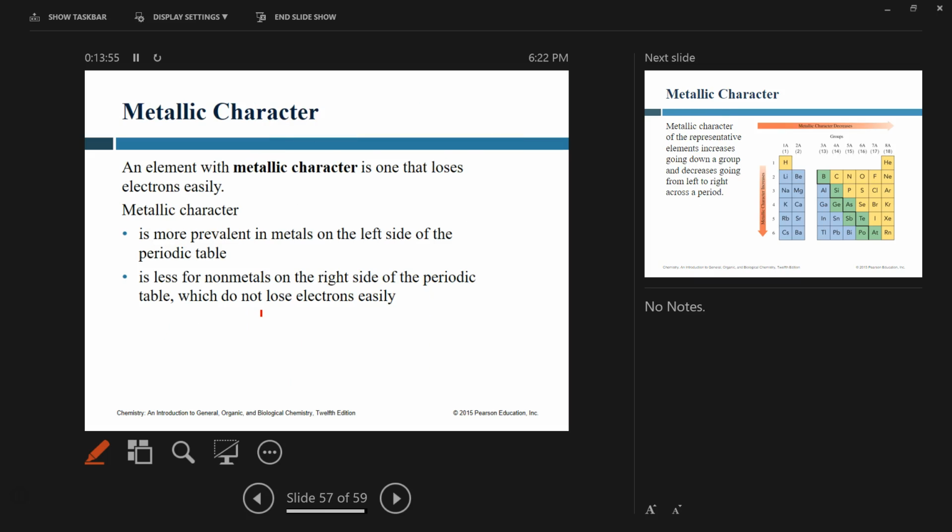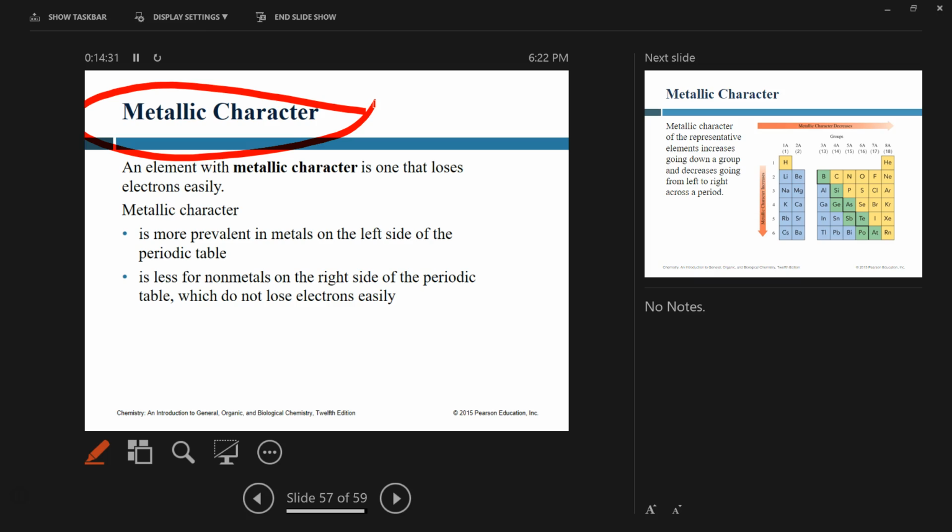So, the last parameter is metallic character. Remember, we divided elements into metals and non-metals. Metals are on the left, non-metals are on the right. And it turns out that metallic character is basically defined as the ability of an atom to lose electrons.